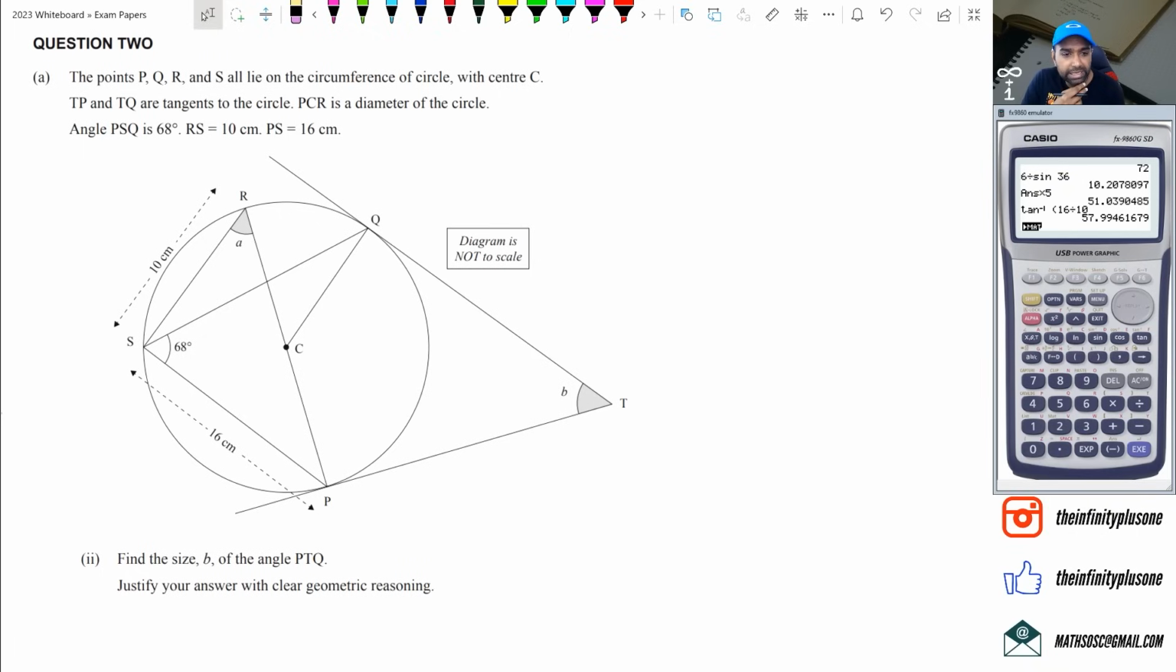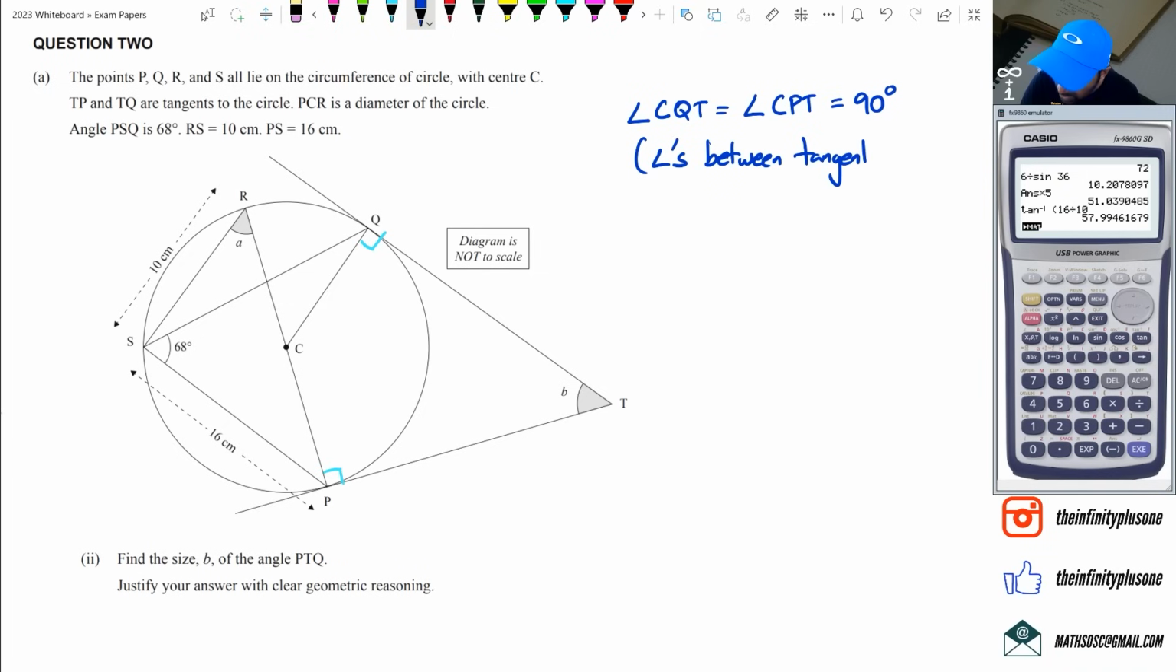Right, to find what B is, I'm just going to write out a couple of things here. The first thing is that we know that this is going to be 90 degrees, and these two angles here are going to be 90 degrees because the angle between a tangent and the radius is 90 degrees. So I'm going to write that down first. So angle CQT equals angle CPT, which equals 90 degrees, and that's because we got angles between tangent and radius is 90.